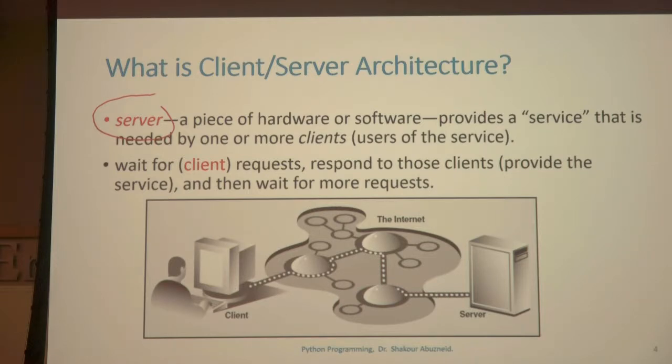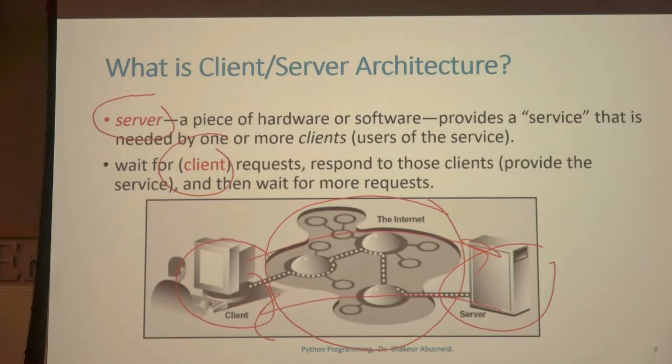To provide a service, the server will wait for the client to request, so the client will request some service from the server. So look in here, for example, you have a server and you have a client. All of them are interconnected by the internet, all right? So the request will go from the client to the server, and the server will respond with the service requested. So if the server is a web server, the client asks for CNN.com.